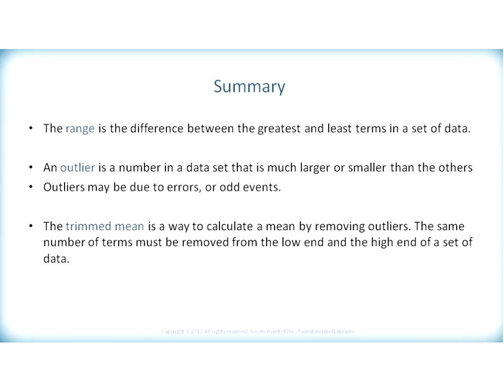And a trimmed mean is a way to calculate a mean by removing outliers. But when we remove outliers, the same number of terms must be removed from the low end and the high end of a set of data.